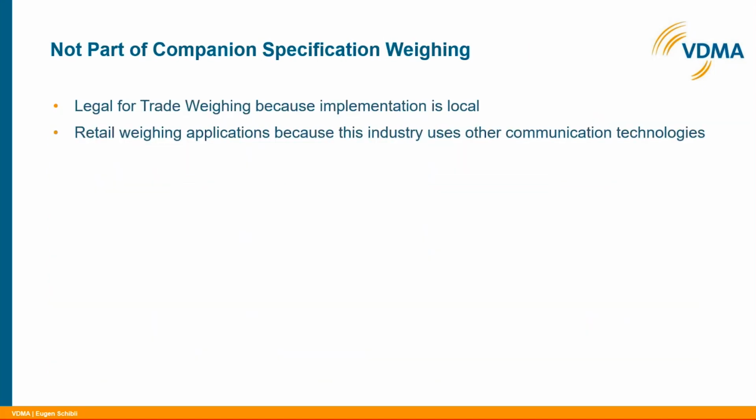Okay, so what is not part of the companion specification for weighing? It is legal for trade functionalities. Everything around legal for trade, alibi memory, and so on is not part of the companion specification for weighing because the legislation in Europe is the same, but the implementation is different from country to country.